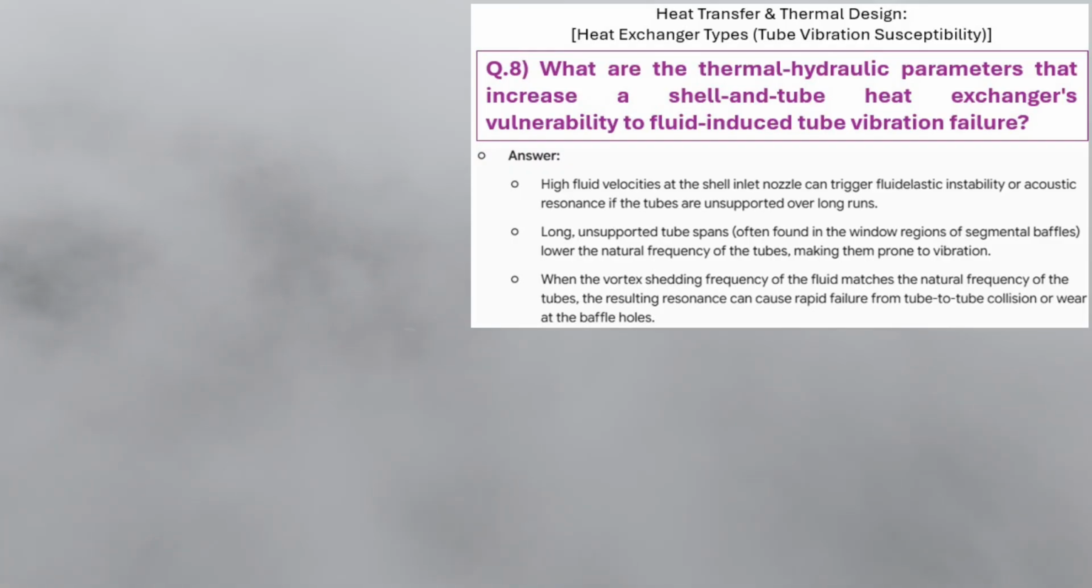What are the primary physical drivers? High shell-side fluid velocities combine directly with long, unsupported longitudinal tube spans. These spans are most dangerously found in the window regions of standard segmental baffles. Where the tubes pass through the cutaway without a support plate. Exactly. When you push velocity higher, you risk physically triggering two distinct phenomena: fluid elastic instability and acoustic resonance.